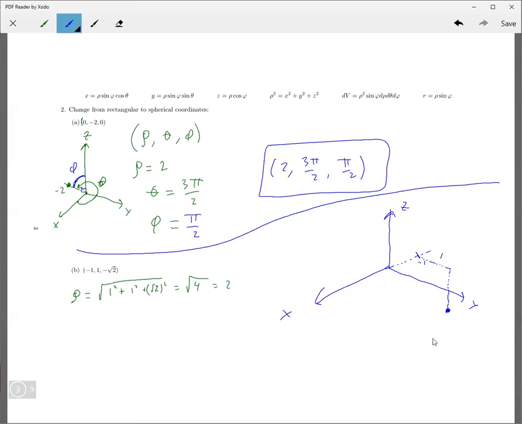Okay. So, what is this distance from here to here?